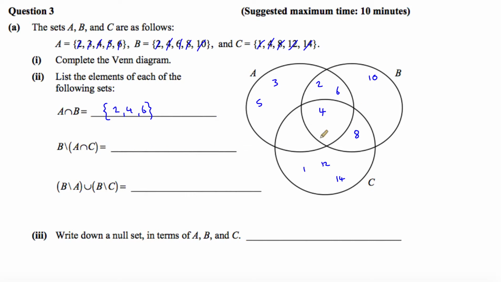Okay, B less A intersection C. So imagine you're in the B circle here, and then less means take away anything that's in A and C. So the thing that's in A and C would be 4. So when you take away 4 from B, you're left with 2, 6, 8 and 10. So 2, 6, 8 and 10.